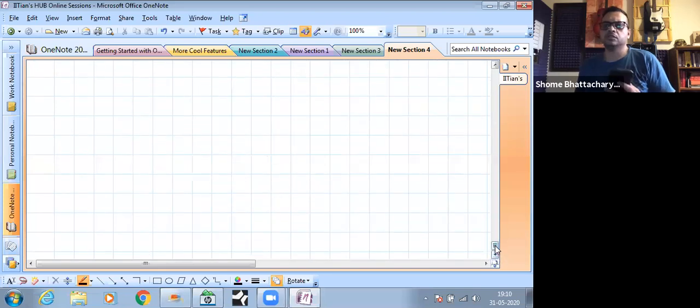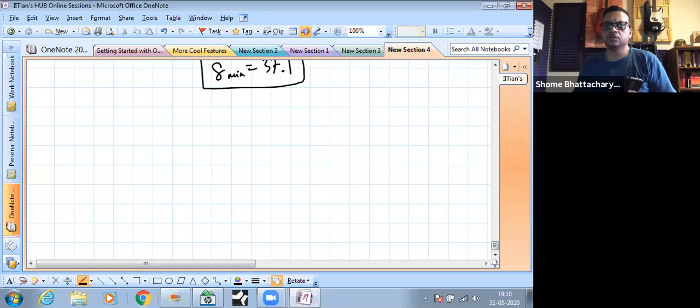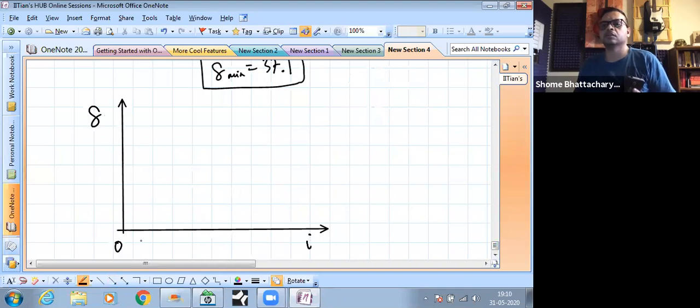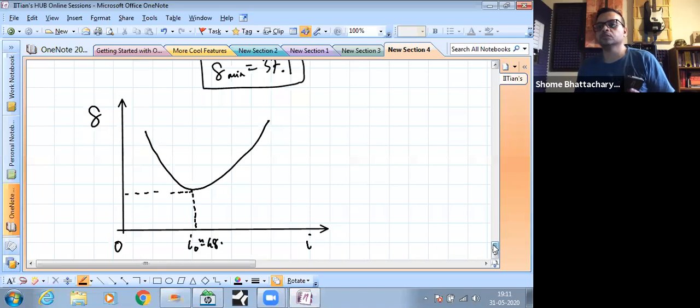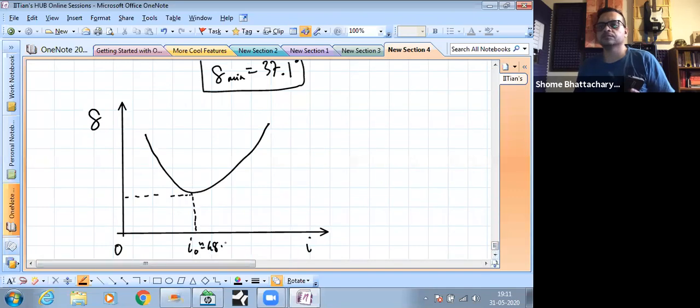So if we are looking at this graph, see the deviation versus angle of incidence. Like this, it would be where this data point would be for I naught equal to about 48 point whatever that was, 48.6 degrees, and minimum deviation equal to about 37.1 degrees.